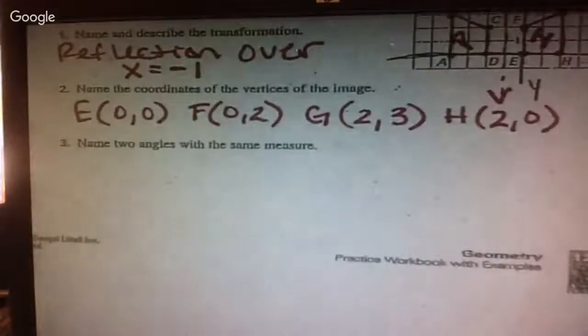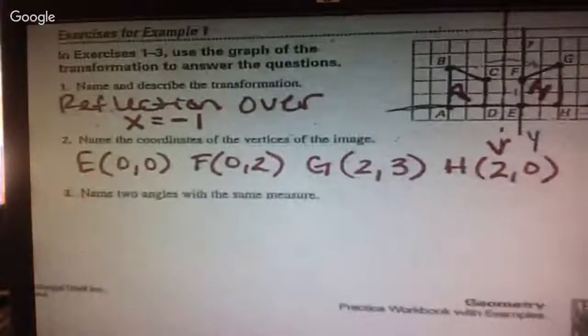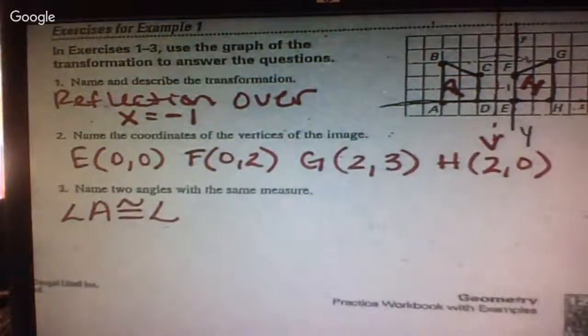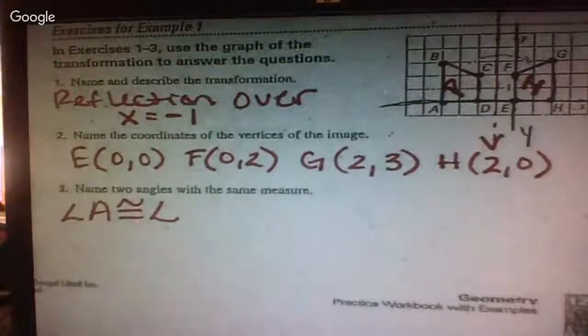All right. Name 2 angles with the same measure. So if I look at this picture, angle A has the same measure, or is congruent, to angle what? If I take my picture and I flip it, if A is on this side, when I flip it, it becomes what? H.